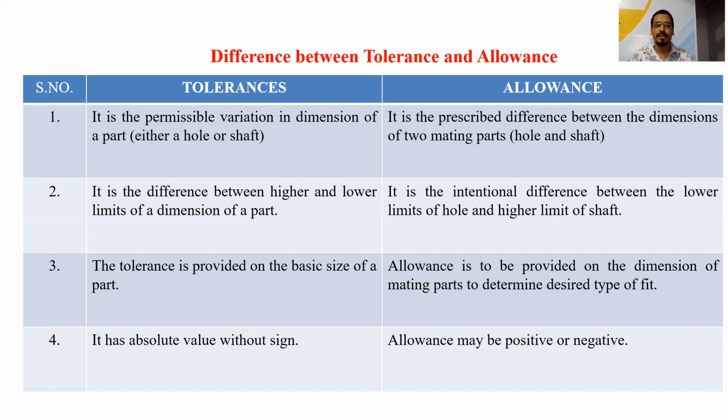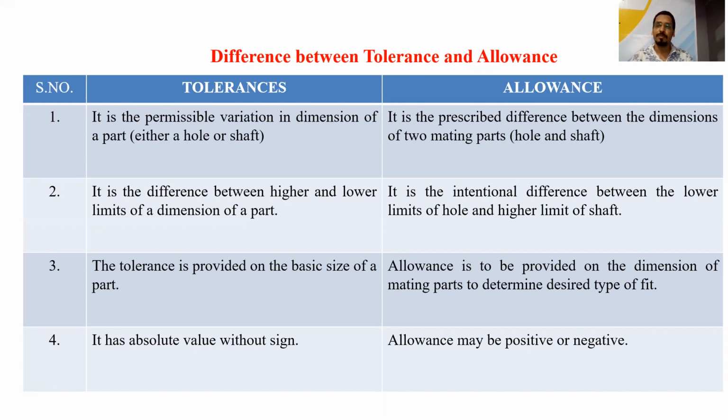So the fourth point is that tolerance has an absolute value without sign. Tolerance has no sign, or we can say that tolerance is always positive. It is the upper limit minus the lower limit, so it has a fixed value. And allowance may be positive or it may be negative.